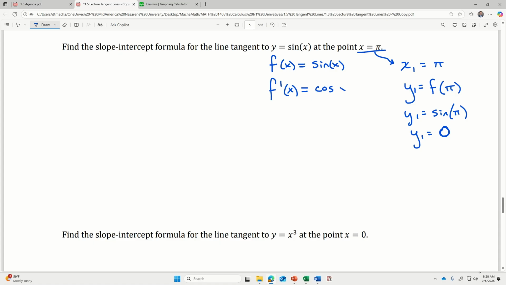Cosine. And what is cosine of pi? It's -1.